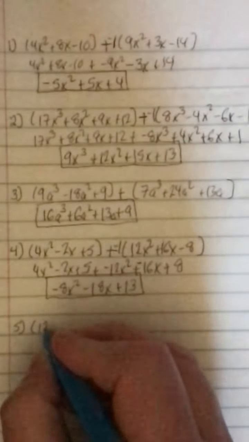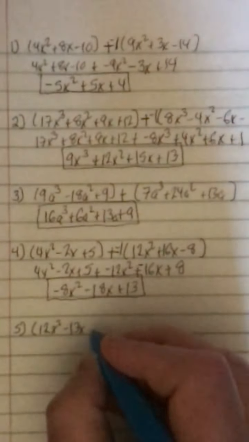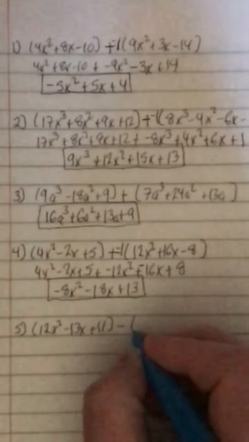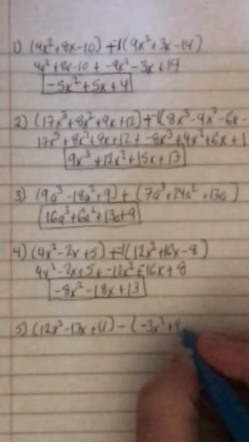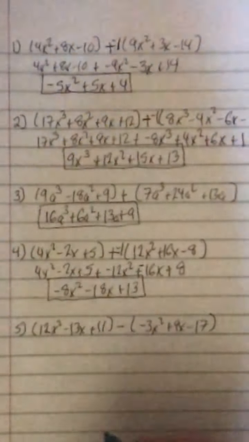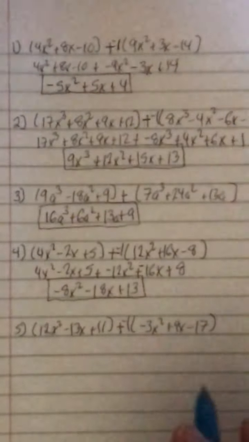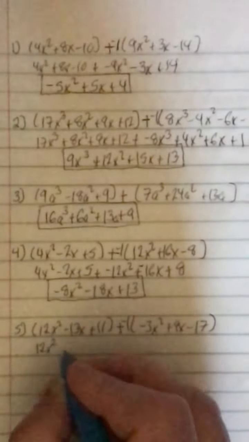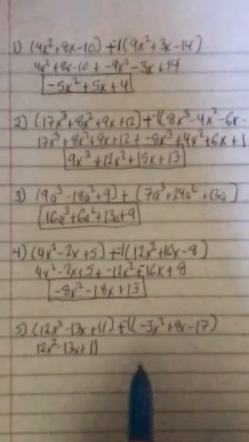And we have 12x squared minus 13x plus 11 minus negative 3x squared plus 9x minus 17. Once again, as we showed you in the video, plus negative 1, then you distribute this negative to that part. Leave the first one alone, so it's still 12x squared minus 13x plus 11.